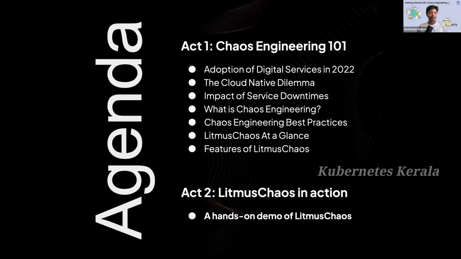We have a packed agenda in front of us. We'll start by understanding the dependency of digital services in the present day context and the challenges posed due to its scale of adoption. Then we'll try to understand the cloud native dilemma and how IT service downtimes can impact a company and your application. Then we'll take a look at what's really chaos engineering and how it can help, along with introducing LitmusChaos in the similar context. Finally, we'll dive into the internals and features of LitmusChaos with also a hands-on demo on LitmusChaos to see how you can use it in order to perform chaos engineering simply.